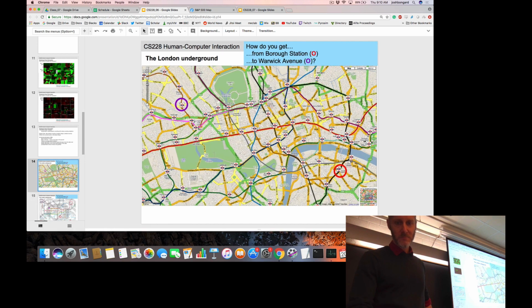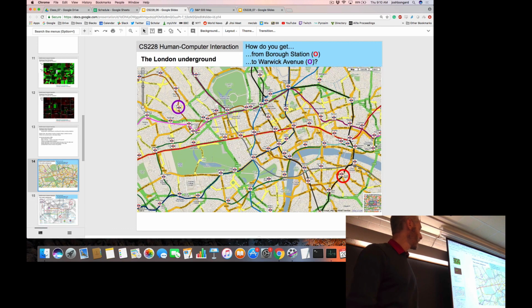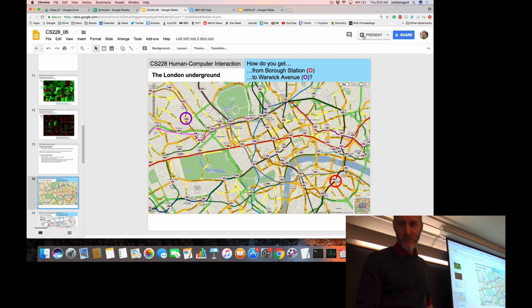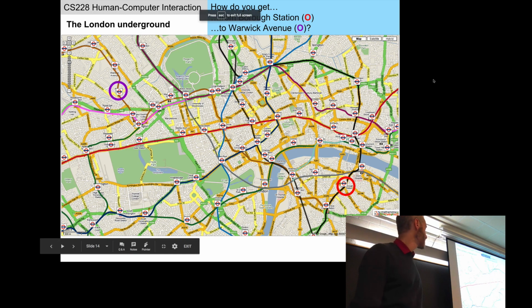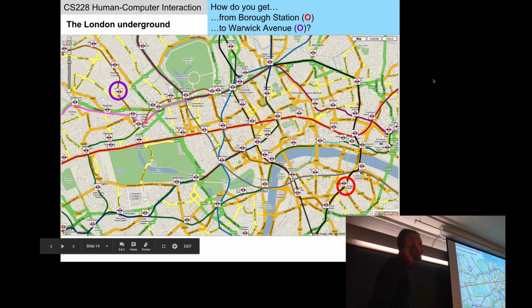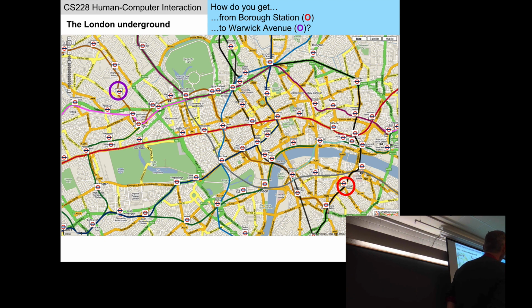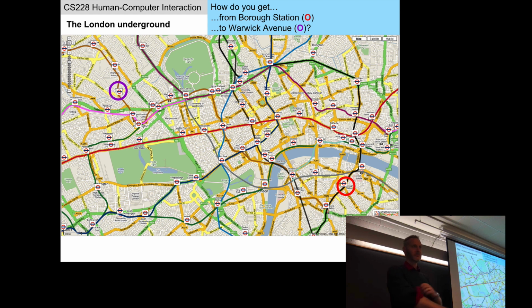Should I make this a little bigger? Actually, let's... Has anybody found the best route yet? They think they found the best route? How long did it take you?